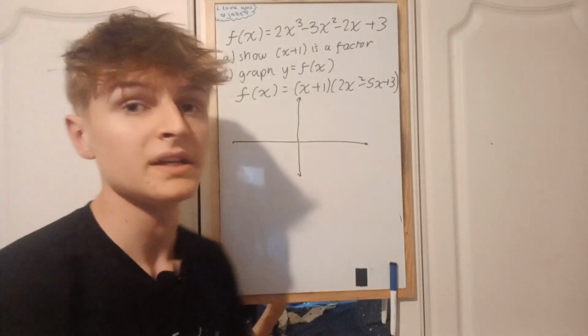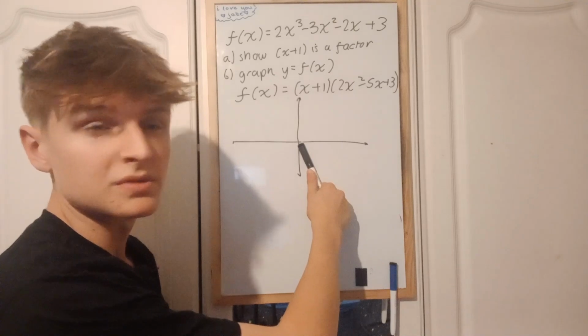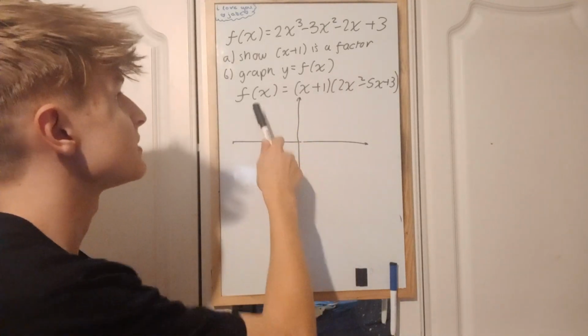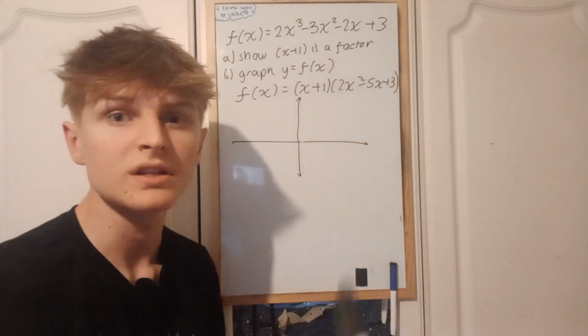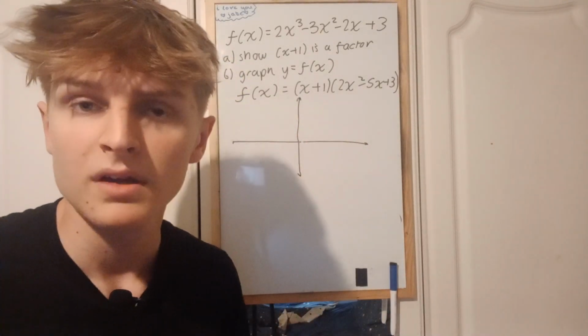Now, of course, the easiest one is the y-intercept. This is where you have x equals 0, that's where the y-intercept will be. So all we need to do is plug in x equals 0 to our function, see what value it spits out, and then we can plot that point as the y-intercept. Okay, so let's do that.